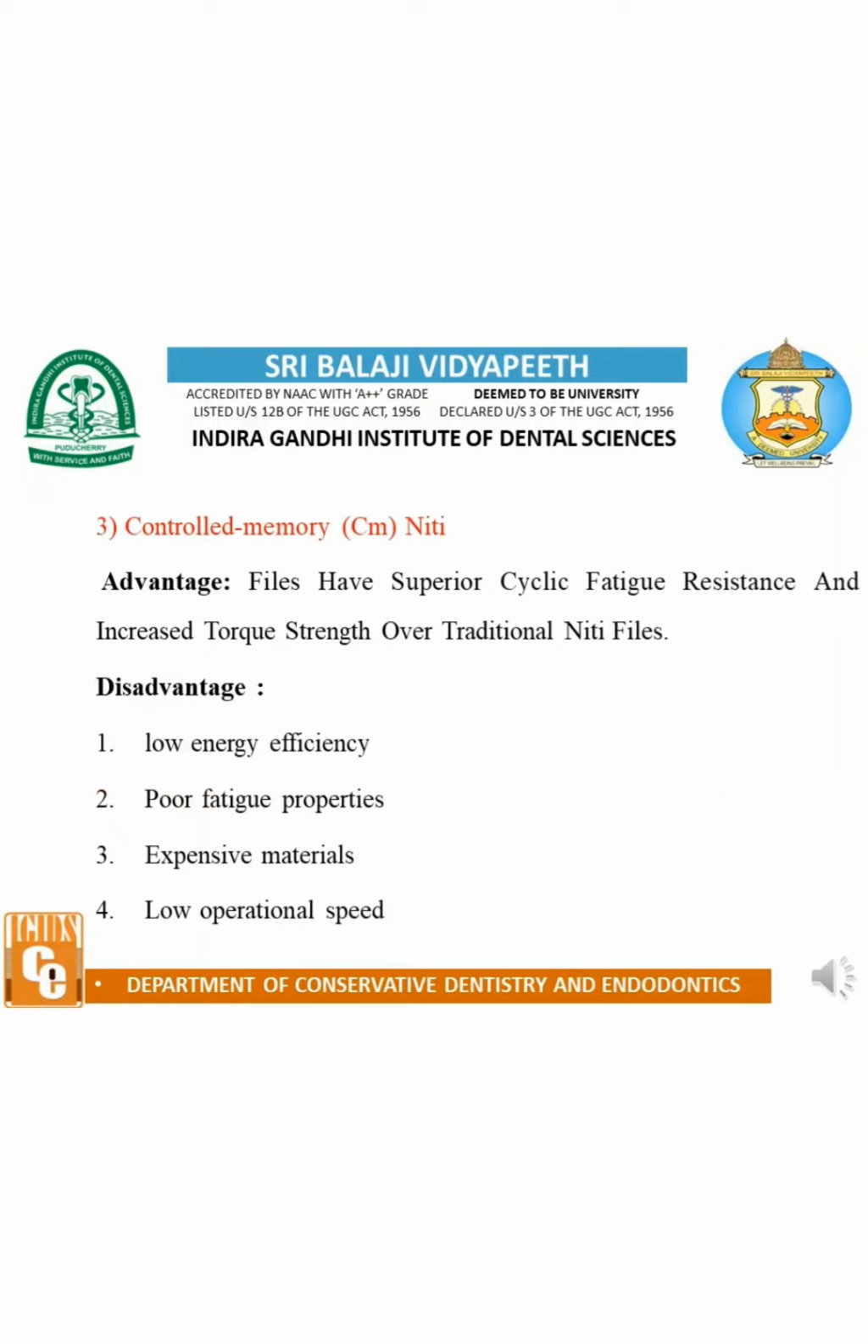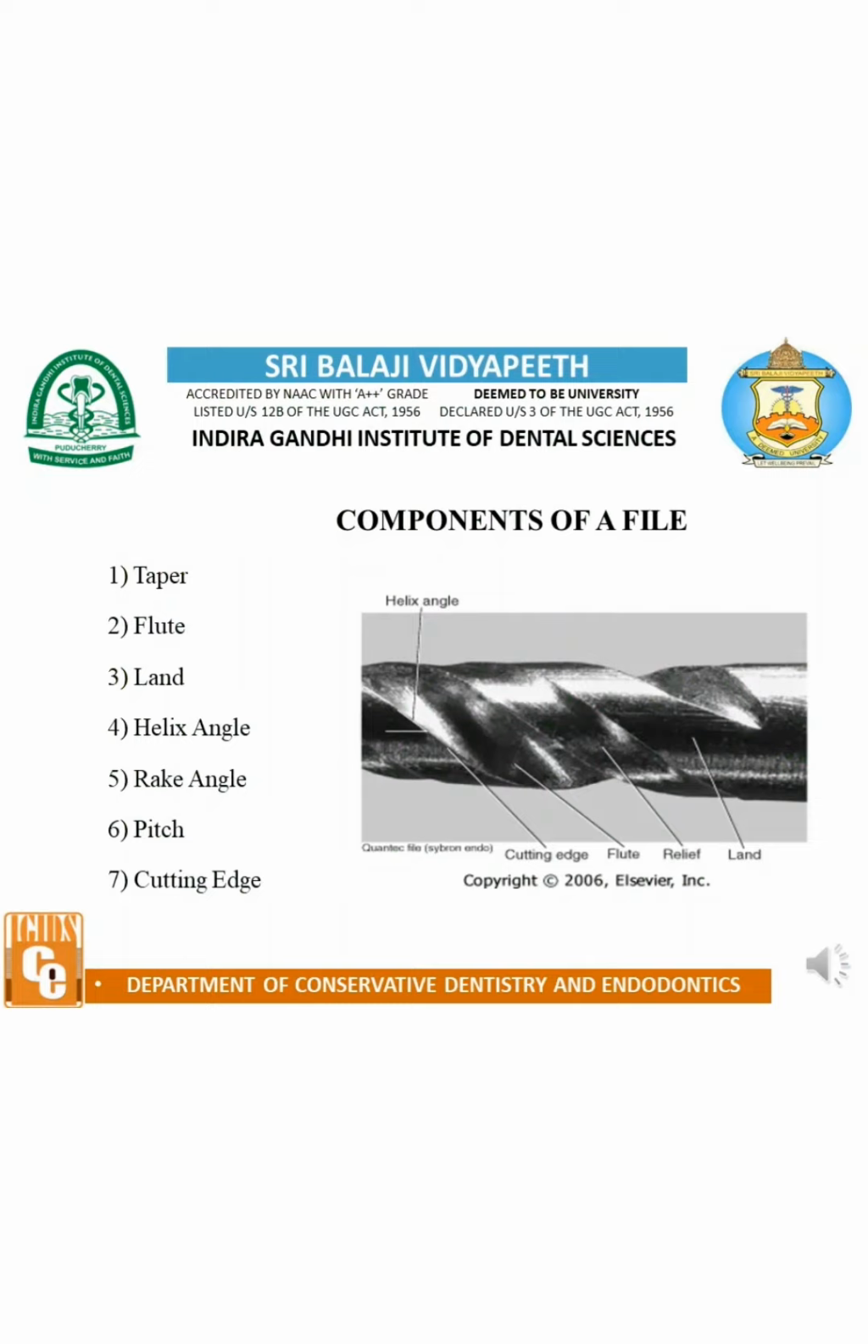Controlled memory nickel titanium. Advantage: files have superior cyclic fatigue resistance and increased torque strength over traditional nickel titanium files. Disadvantages include low energy efficiency, poor fatigue properties, expensive materials, low operational speed. Components of a file: taper, flute, land, helix angle, rake angle, pitch, cutting edge.